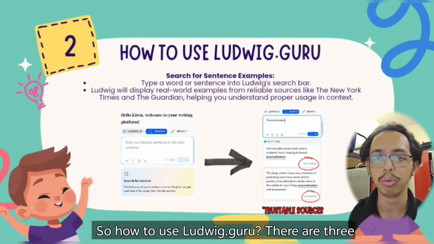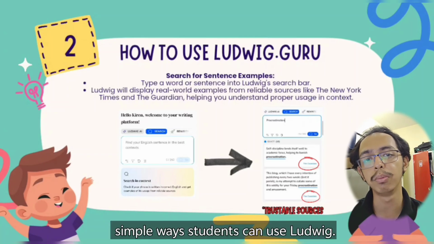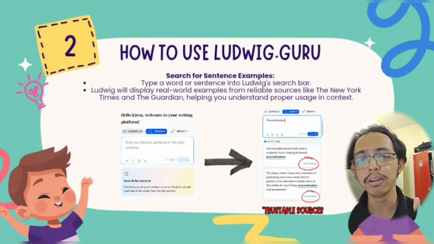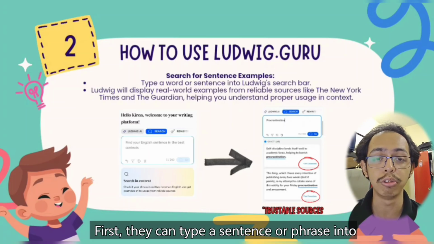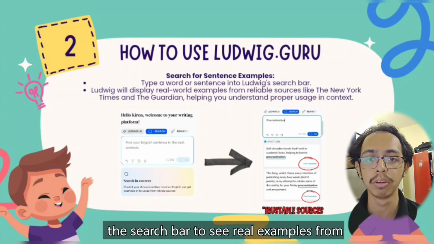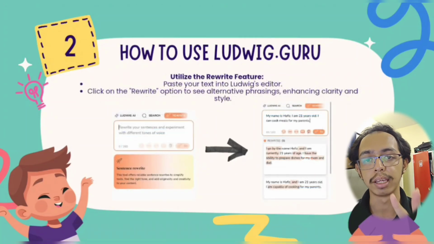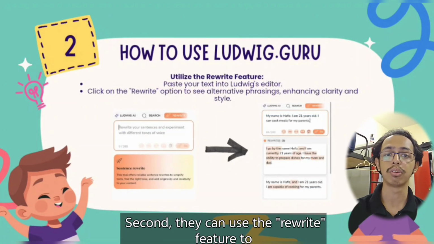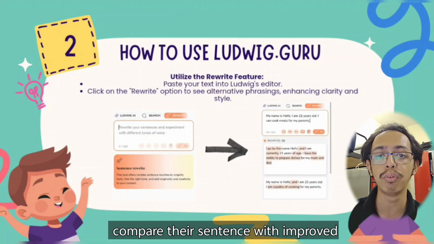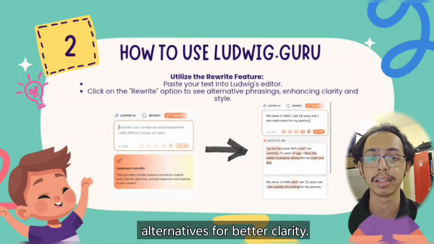So how to use Ludwig.guru? There are 3 simple ways students can use Ludwig. First, they can type a sentence or phrase into the search bar to see real examples from trusted sources like newspapers and journals. Second, they can use the rewrite feature to compare their sentence with improved alternatives for better clarity.